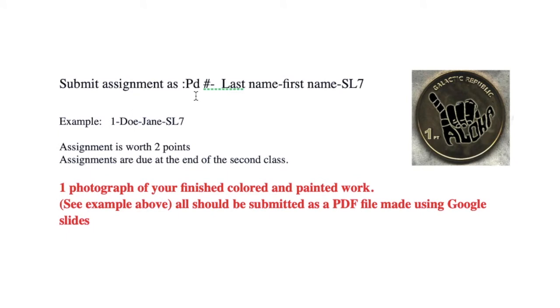Submit your assignment as period number, last name, first name, SL7. Okay, it's worth 2 points. One photograph of your finished colored and painted work. See example above. All should be submitted as a PDF file made using Google Slides.